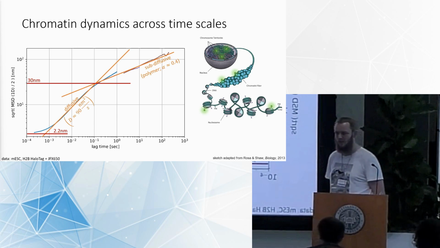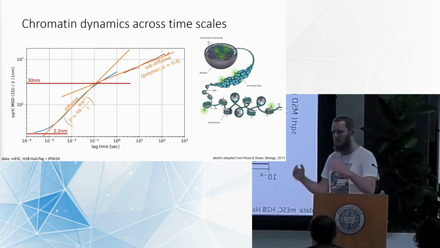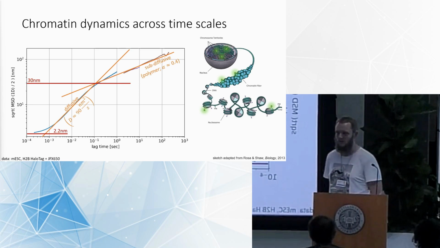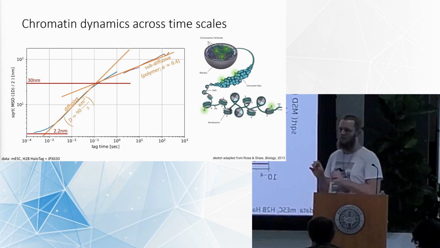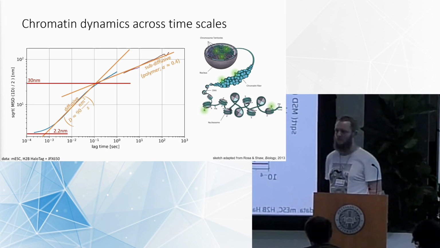We do, of course, see heterogeneity, which is something that I think we see in every tracking experiment. Some loci move faster or slower than others. But I think of it more as a continuous spectrum rather than different classes of motion.